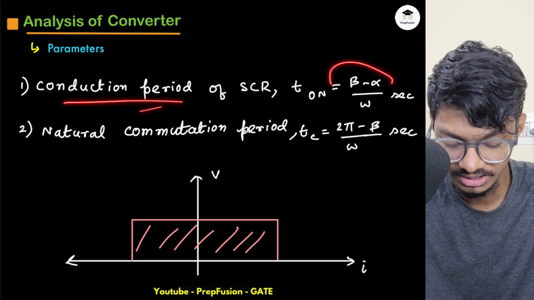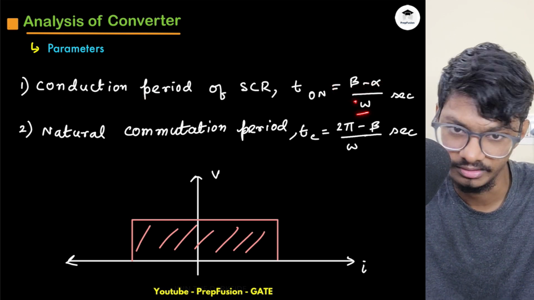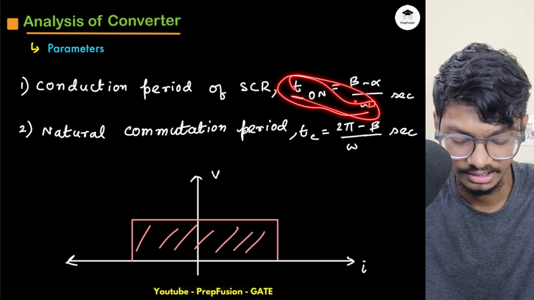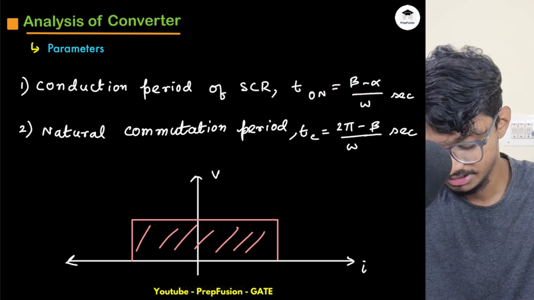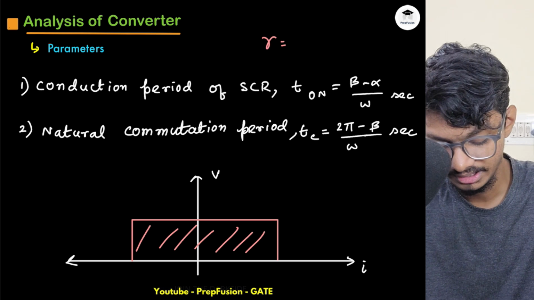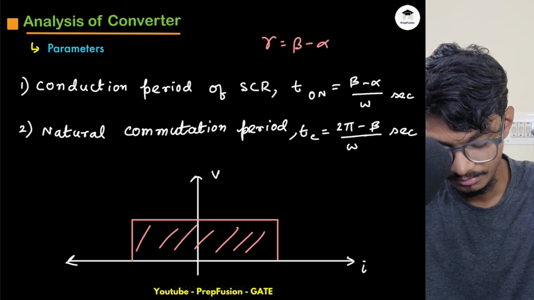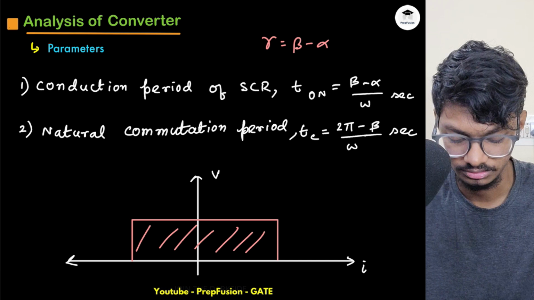Again, conduction period. What is the conduction period? It is simply alpha, beta minus alpha divided by omega. So this is the angle, and conduction angle is this gamma. So my conduction angle, right? If they ask you conduction angle gamma, it will be simply beta minus alpha, basically omega into T on. That is my conduction angle.